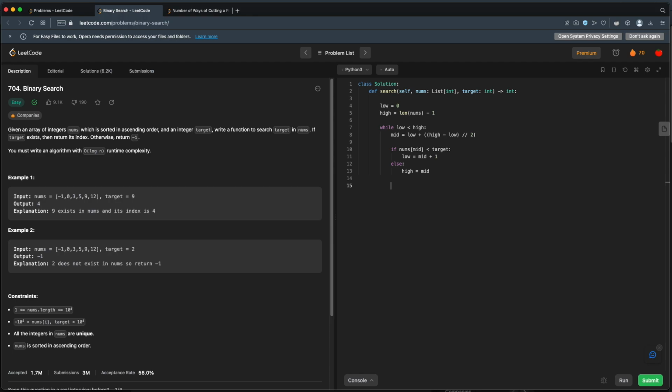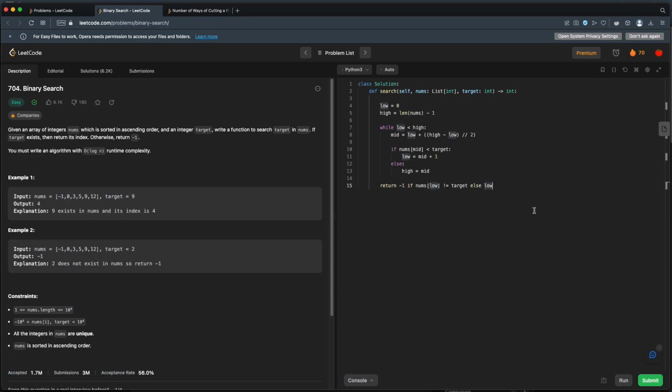Now at this point, we should have converged on our target by the end of this while loop, and we can just return our result. If our nums doesn't contain the target, then we do need to return -1. So we'll return -1 if the nums at our low does not equal the target. That means we've converged on where the target should be. If it's not there, then we return -1. Otherwise, we'll just return low because that is the index of our target.